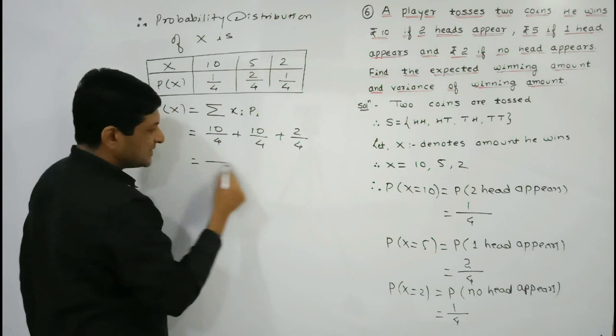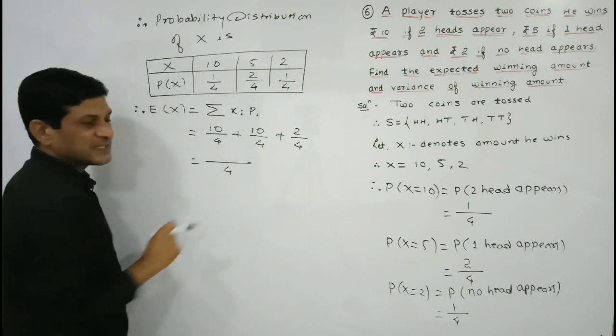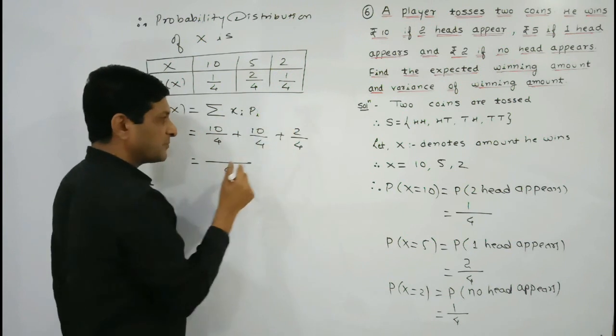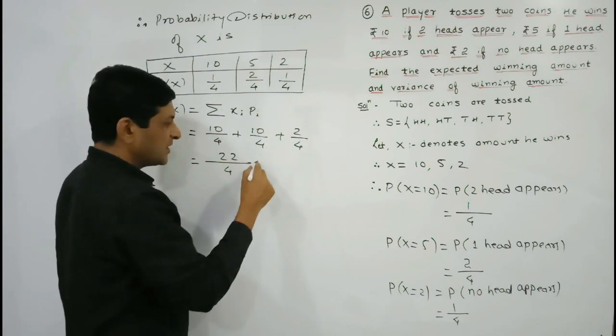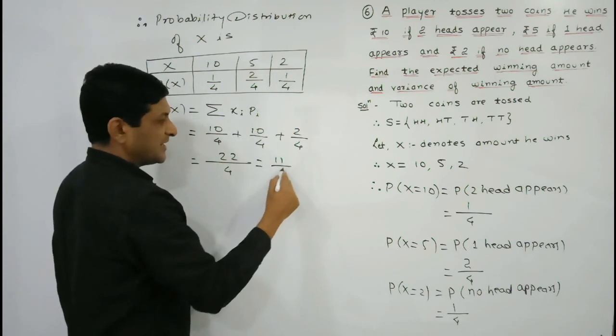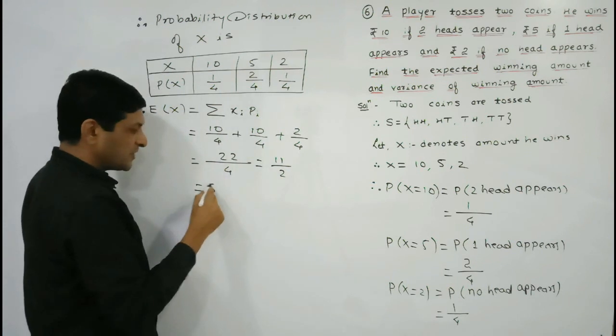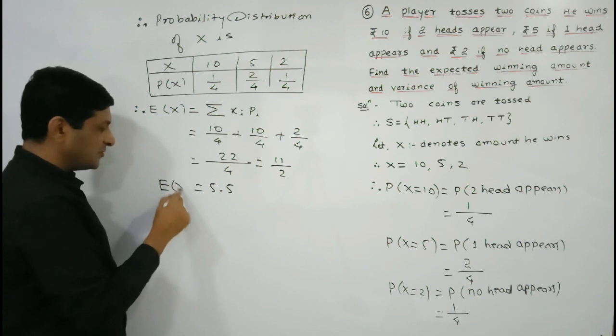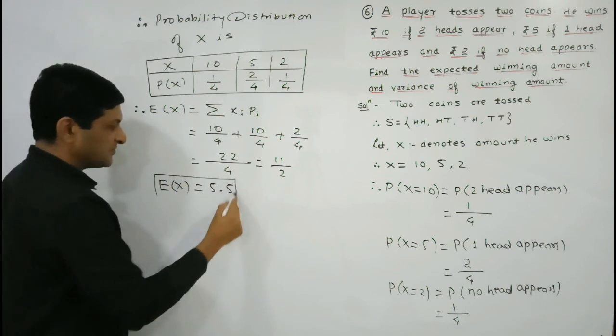Here we can observe that the denominators are the same, that's why we are adding the numerators. 10 plus 10 is 20, 20 plus 2 is 22. Both the numbers are divisible by 2, so here we will get 11 upon 2. 11 upon 2 can be written as 5.5, which means our first required value is 5.5.